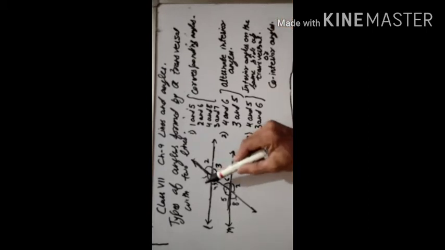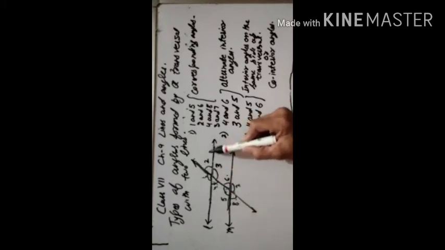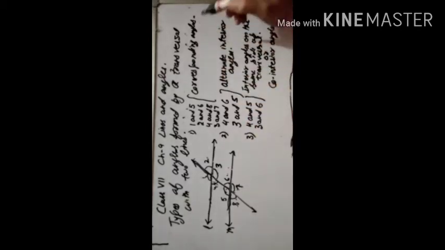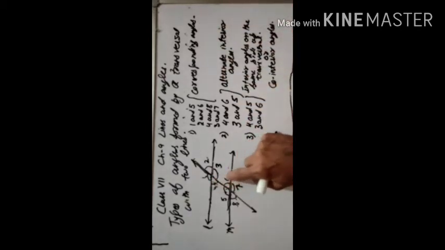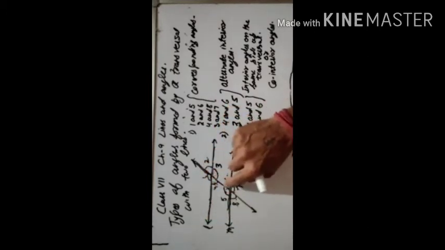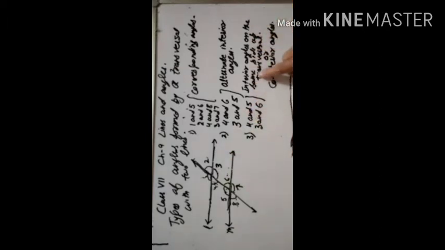I'm repeating again: 1 from the upper side, 1 and 5, 2 and 6, 4 and 8, 3 and 7, sorry. These are called corresponding angles. Now 4 and 6, 3 and 5: alternate means on opposite sides of the transversal, one up and one down. These are called alternate interior angles. And same side inside the parallel lines, same side of the transversal, 4 and 5, 3 and 6, these two pairs are called interior angles on the same side of a transversal or co-interior angles.